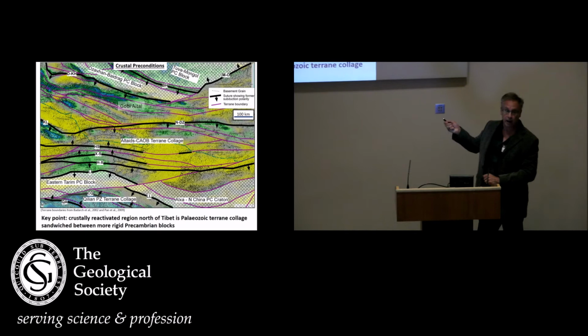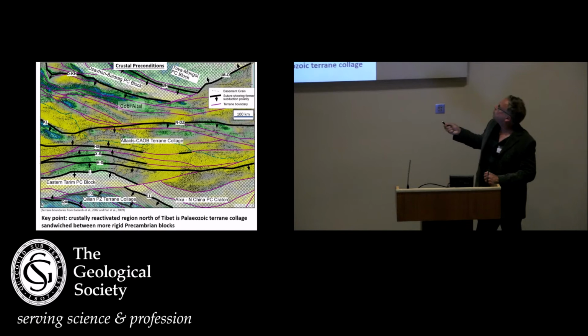And what we have here is the Altaids, or Central Asian Orogenic Belt terrane collage, sandwiched between the Eastern Tarim and Alshan North China blocks with their Archean cratonic basement. And what you see here are the mapped terrane boundaries in Mongolia and in China. The black lines are the ophiolite-decorated suture zones with the interpreted former direction of subduction polarity.